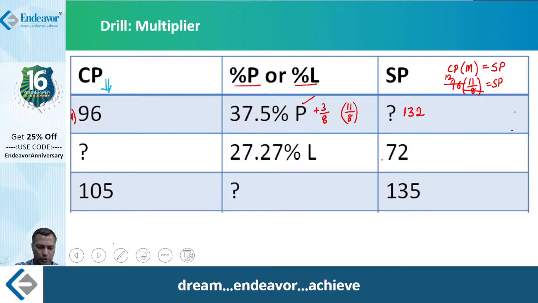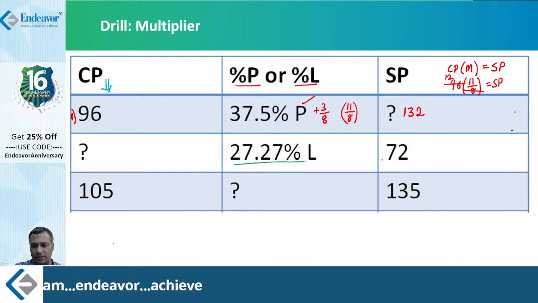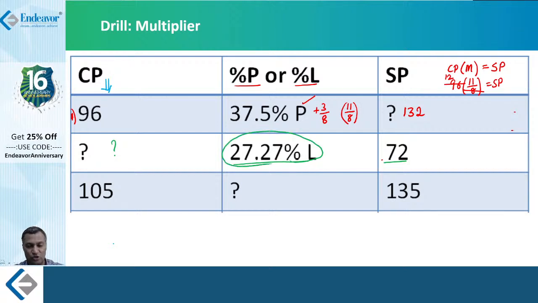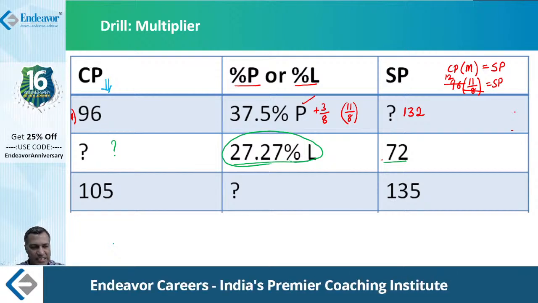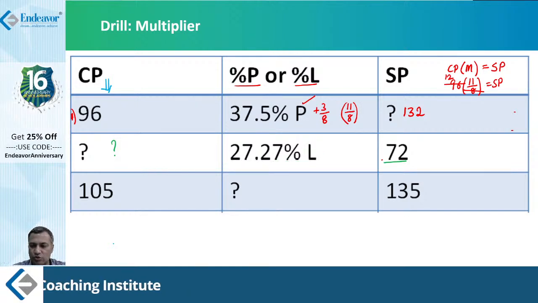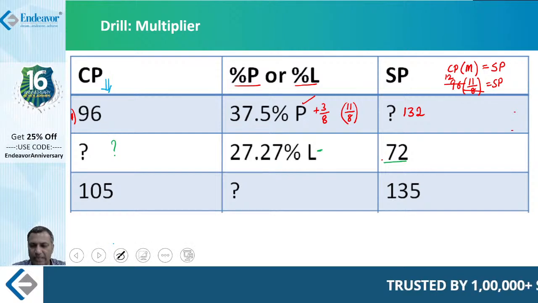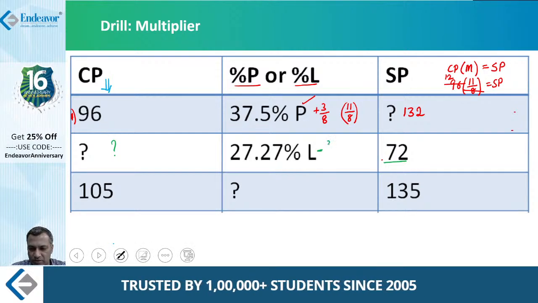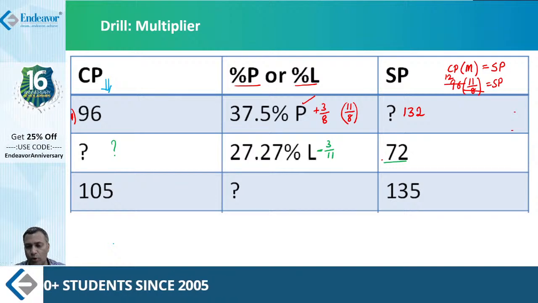Let's do another drill similar to that, just to understand how multipliers are working out here. 27.27 percent loss and the selling price is 72. He's asking, why don't you tell me the cost price? Guys, these numbers might not sound good, like 27.27, but these are pretty encouraging numbers, because all these are very standard numbers, technically speaking. Okay, 27.27%. What does it mean? There is a loss of 27.27%. Therefore, you write minus 27.27 is nothing but 3 divided by 11, right? Because you know that 1 divided by 11 is 9.09%, 3 divided by 11 is 27.27%.